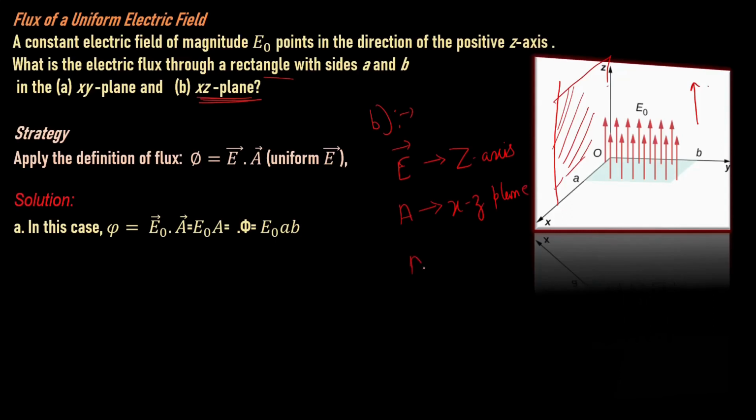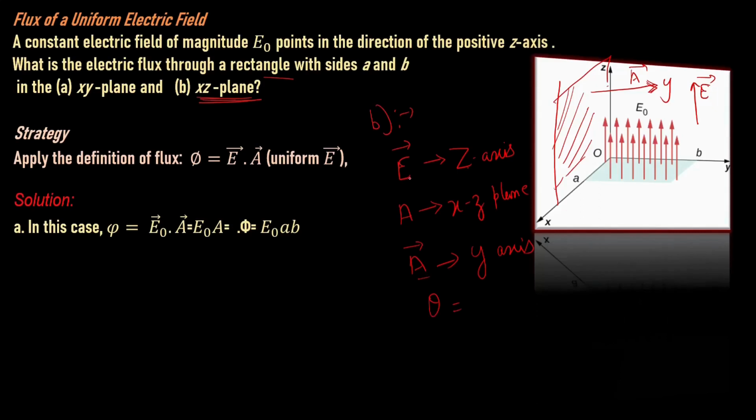So what will be the area vector in this situation? Area vector has to be perpendicular to the given area plane, planar area. So the axis perpendicular to the xz plane will be the y-axis. So this time the area vector will be pointing along the y-axis, and this is the electric field vector. Here electric field is along the z-axis, area vector is along the y-axis. Again the angle between them, electric field and area vector, we have to find out. That is the third strategy in solving.